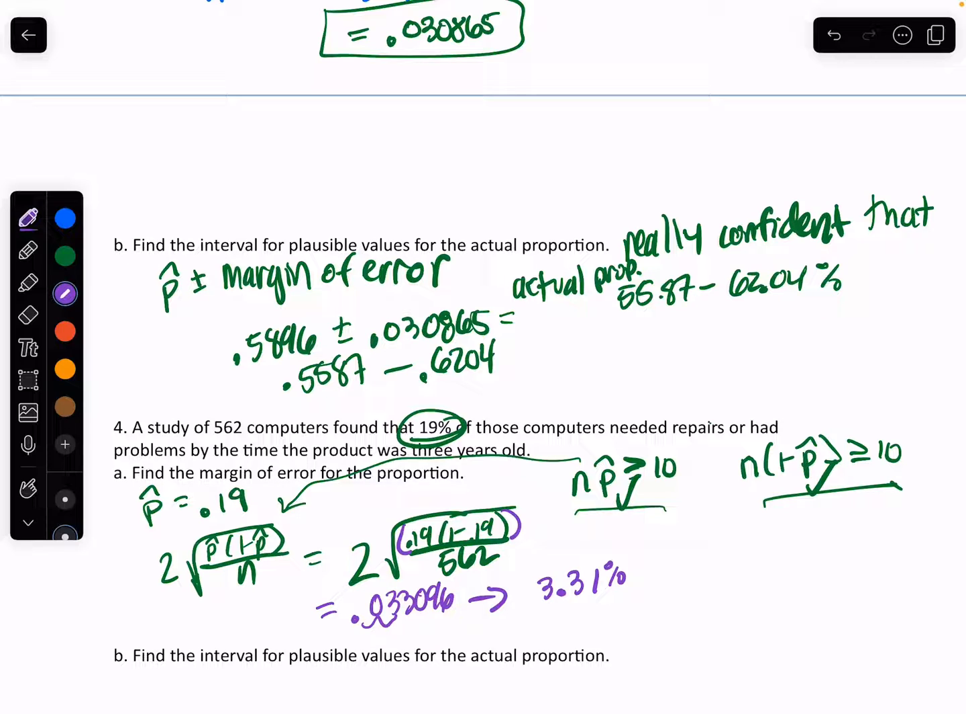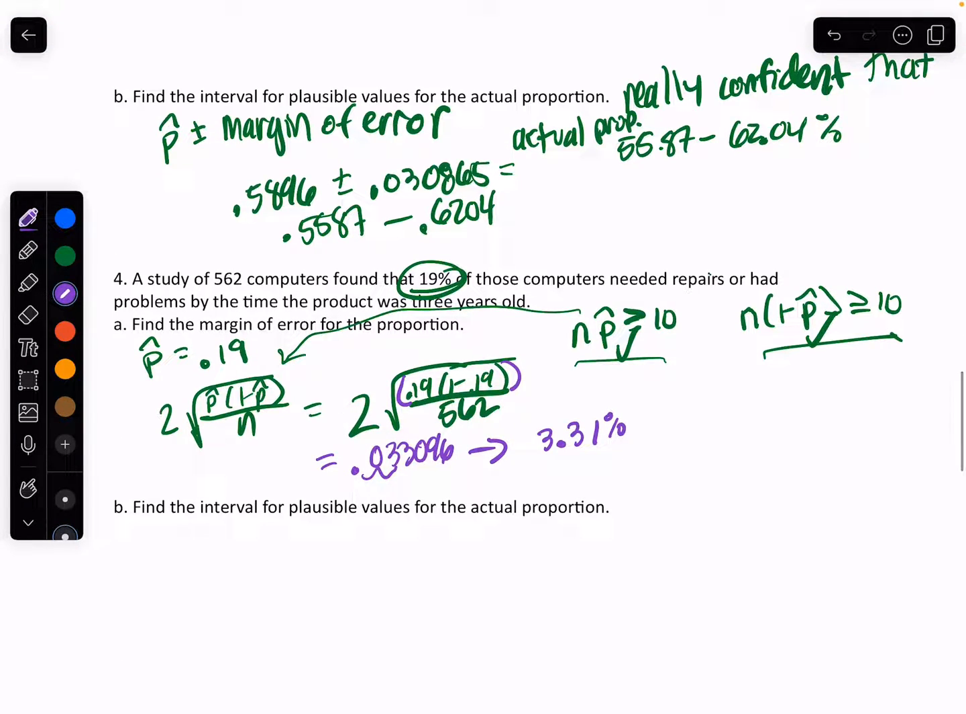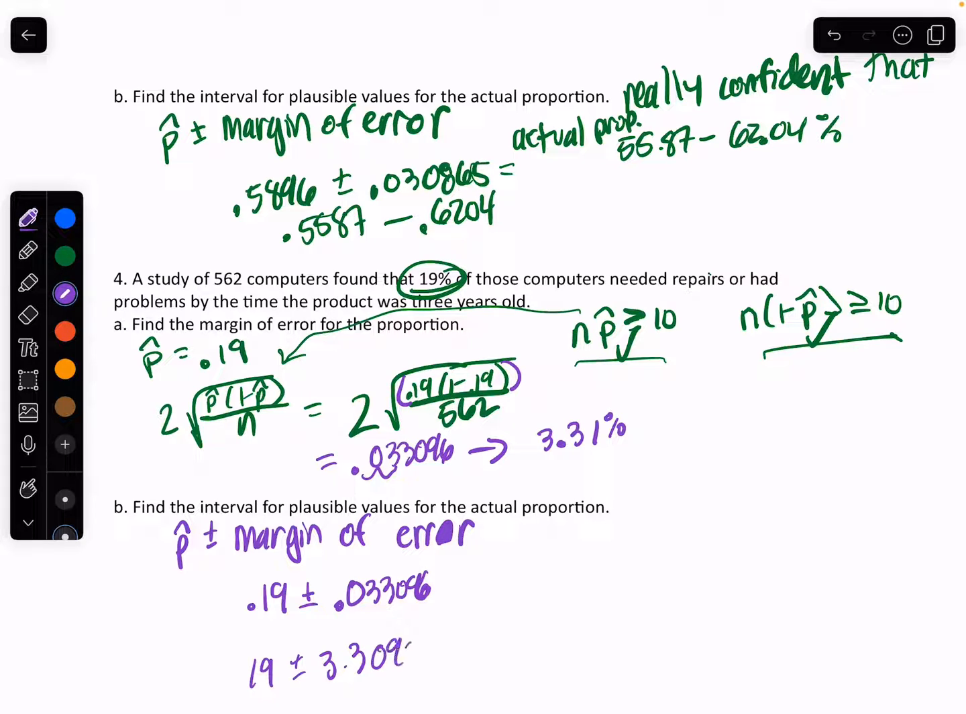Okay? So what I can do to find the interval for plausible values for the actual proportion is that I take my p-hat and I add and subtract our margin of error. So the p-hat is 0.19. And then I'm going to add and subtract our margin of error. Here I'm doing it as a decimal. If you wanted to do it as a percent, you could do it as a percent as well. So as a decimal, that's 0.033096. And as a percent, it's 3.3096.